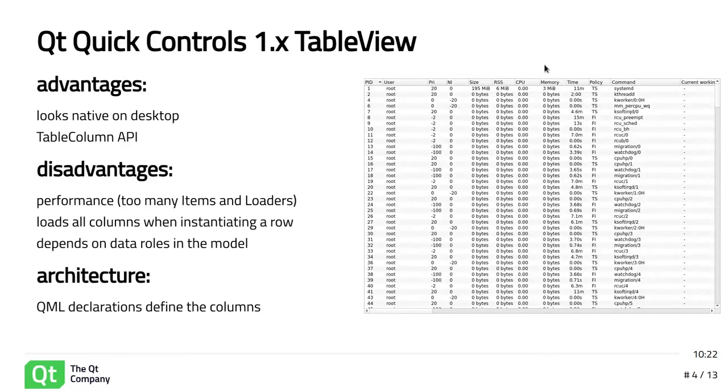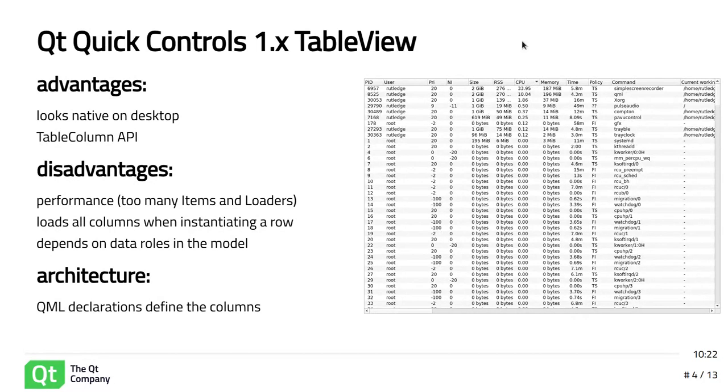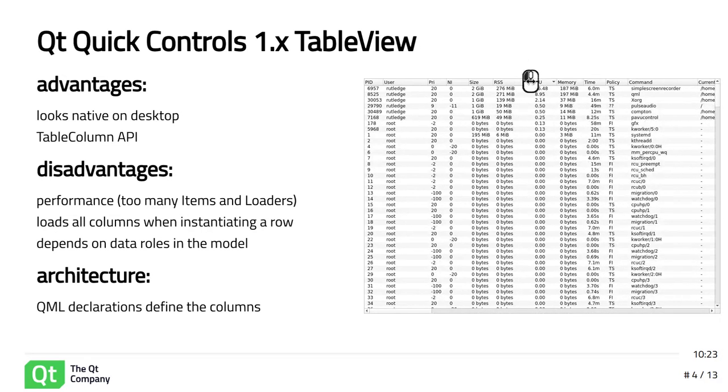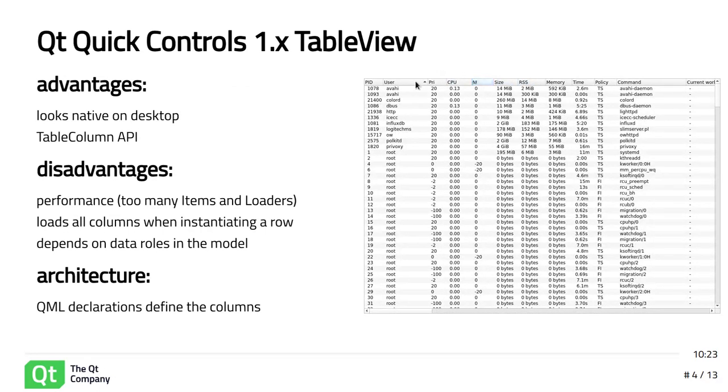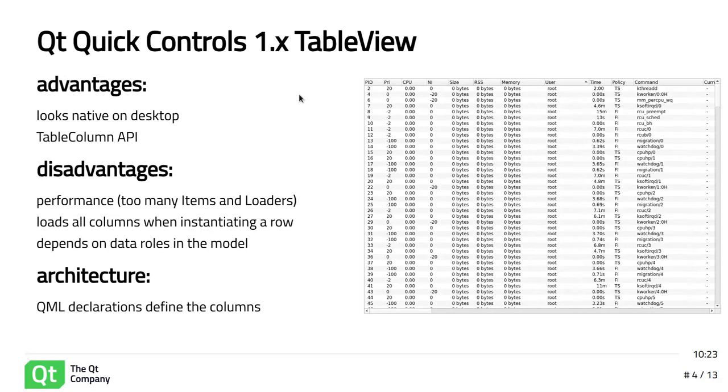So here is a running example of the Qt Quick Controls 1 TableView, and it's showing the processes running on my system. As you can see, it has a lot of features already. You can sort the columns and you can rearrange columns. It has kind of a native look and feel. Since I'm running on a desktop, it looks like a desktop widget-based application. And another advantage is that the API is actually quite nice because you can use a model of some sort that exposes the named roles for each of the properties that you're going to show in each row, and then you define in QML what those rows look like.